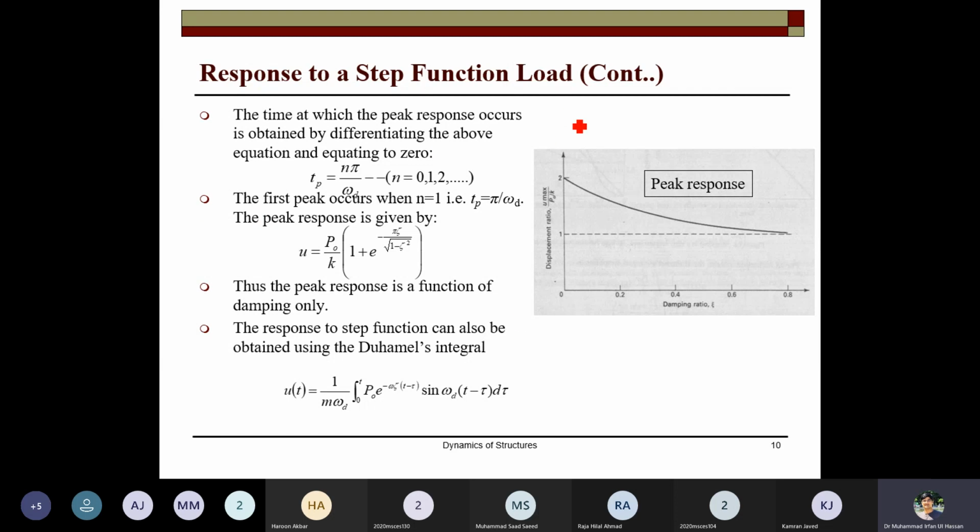Now you see the next, this is also the same thing. I mean the display, if you plot the displacement as a damping ratio for step function. So here further evaluations are carried out that if you compute this value, then what will be the response of the system. So as the damping is increasing, you see the displacement is decreasing.